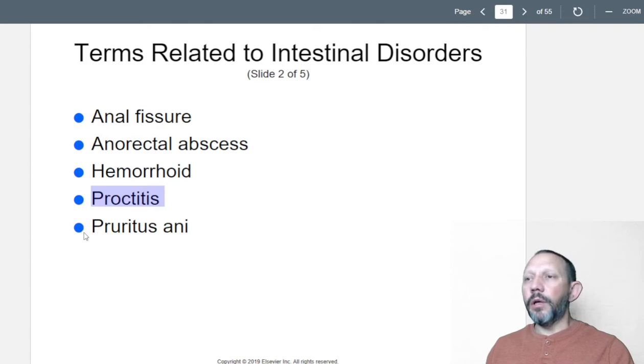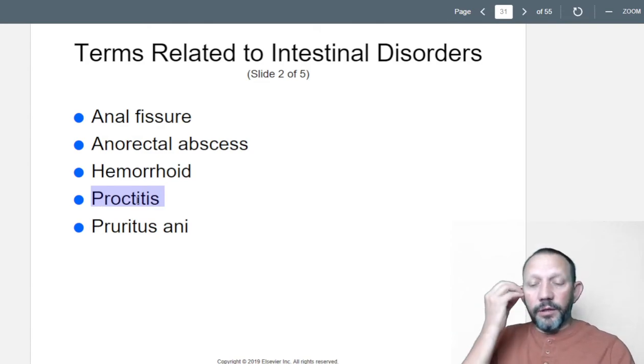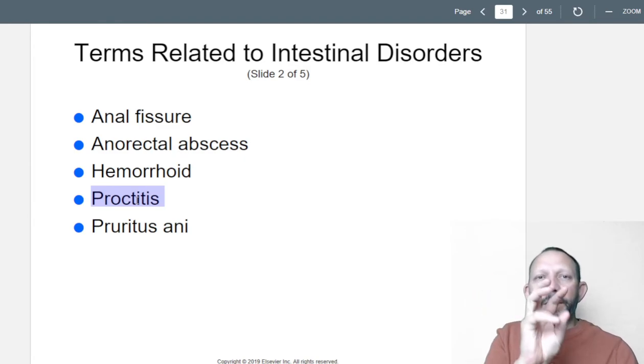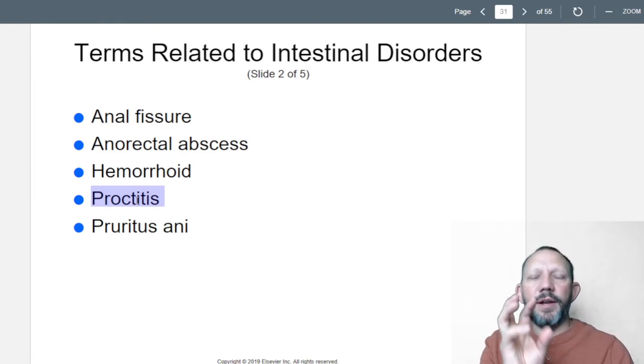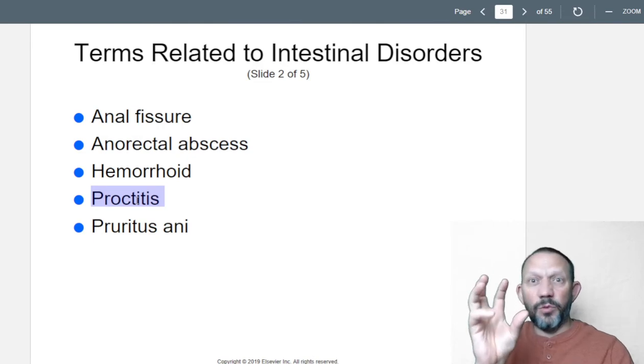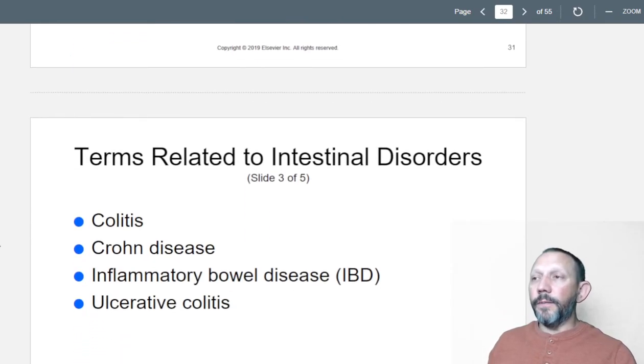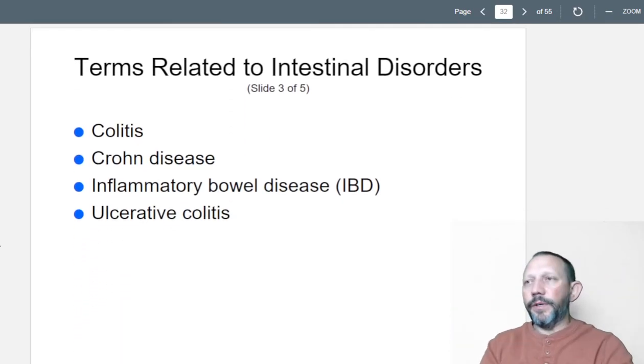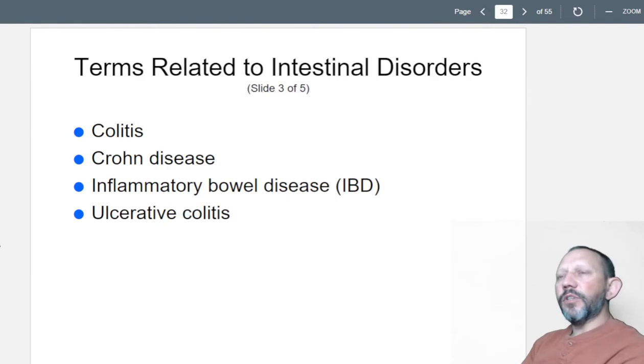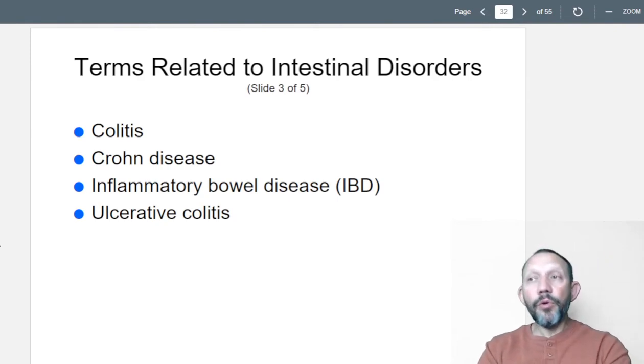Proctitis, inflammation of the proctal area, that whole area. It's called the perineum, underneath there, and it's also the anus and stuff. So when that swells up, that's proctitis. Pruritus means itching. So you can have pruritus anywhere, but this is pruritus ani. That's your scratchy little butthole, or itchy little butthole. That's what it is. Terms related to intestinal disorders: colitis, inflammation of the colon; Crohn's disease.